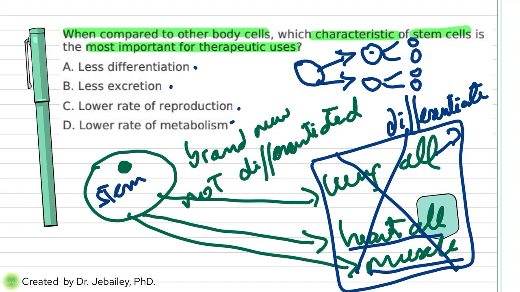So now that I've gone through it, let's cancel. We know that there's no such thing as a lower rate of metabolism. All stem cells have exactly the same rate of metabolism. Low rate of reproduction? No, stem cells can self-replicate. That means you can do mitosis as many times as you want. Less excretion? You're telling me that a stem cell cannot poop out? But wait, if it doesn't, that's a problem for the stem cell because there's waste. So it needs to be getting rid of it.